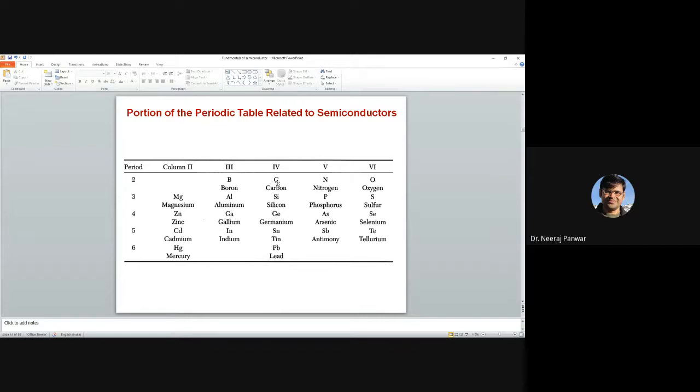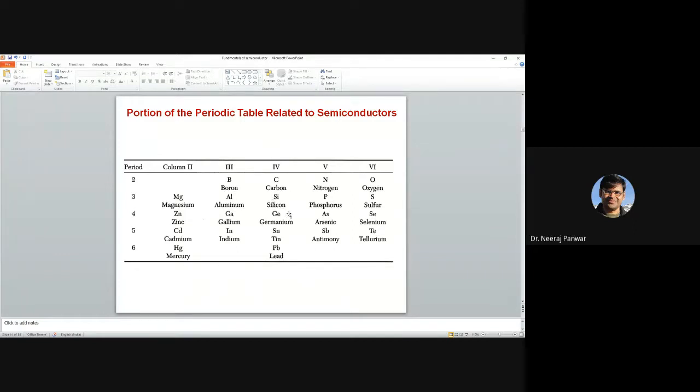Carbon is an insulator. Of course, in different forms it can be conducting also, but elemental carbon is insulator in nature. It is not used for semiconductor. And you know that if we dope any element from group 3rd in silicon or germanium, then we can make it a p-type semiconductor. Or if we dope any element from group 5th, then we can make it n-type semiconductor.